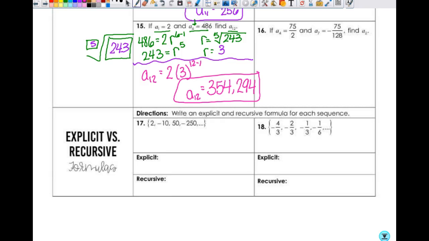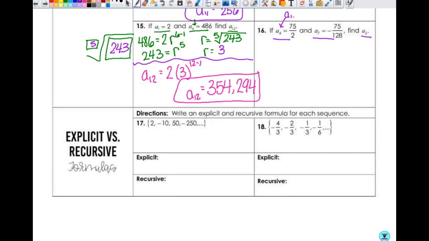All right, so now we're going to look at 16, because 16 is even a little bit different than that. On 16, I have A4 and A7, and I'm looking for A2. So I don't have A1 or R. I need both of them. And so what you can do is you can basically use A4 or A7, it doesn't really matter, but I'm going to use A4 and pretend like it's A1. So if I'm going to pretend like it's A1, then that means 4 really becomes 1.